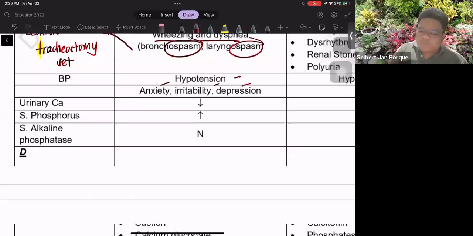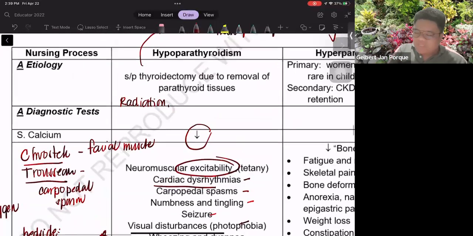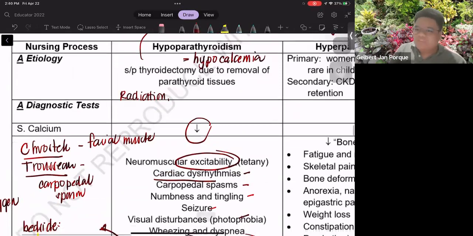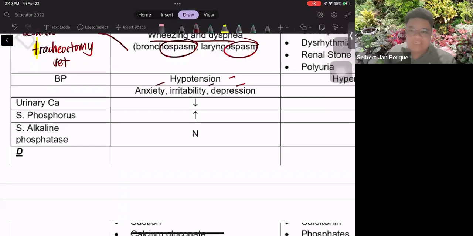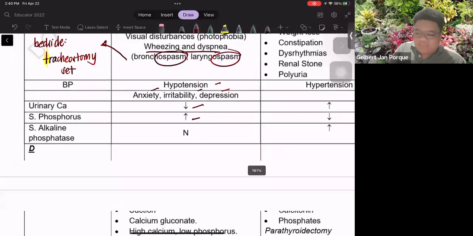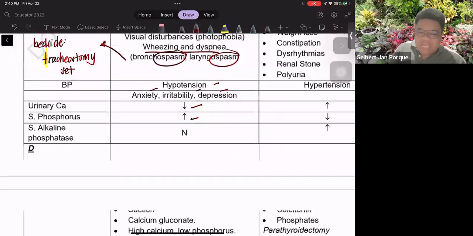All related, class. If you look at the signs and symptoms of hypoparathyroidism, you can just go back to hypocalcemia. Go back to your studies on hypocalcemia, on fluids and electrolytes. That would be the same signs and symptoms that your patient is experiencing. Urinary calcium is of course decreased because it's not going out of the body. Plus serum phosphorus, opposite, that would be increased. Your alkaline phosphatase can be normal for this one.